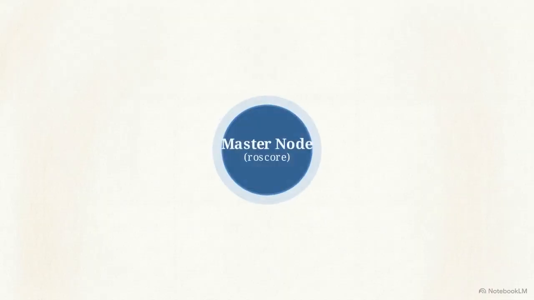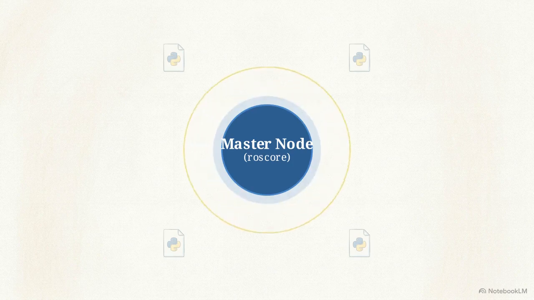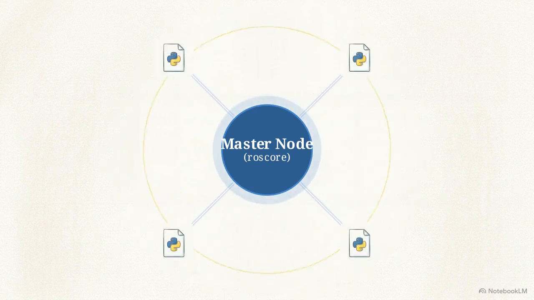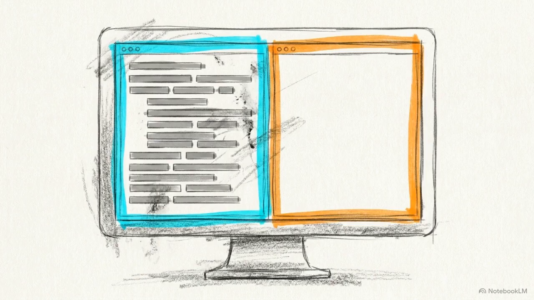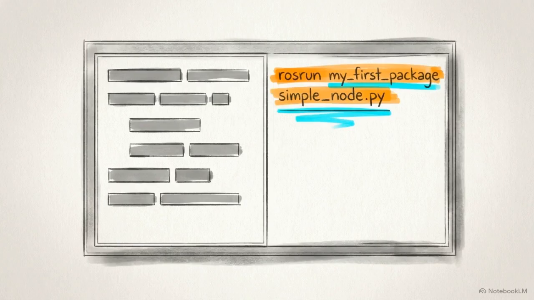As this diagram illustrates, everything requires a coordinator. We use a command called roscore to launch the master node, the central communication hub sending out pings to manage all other active programs. To see how this looks in practice, you need a split setup. Start roscore in your first terminal. Then open a second window, source your workspace again, and trigger your code using the rosrun command.